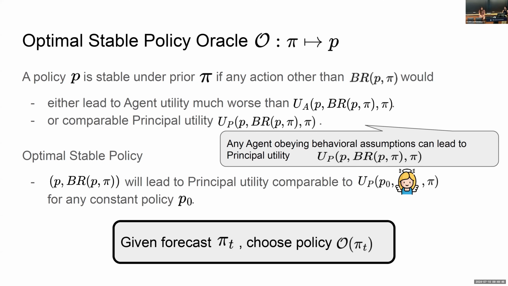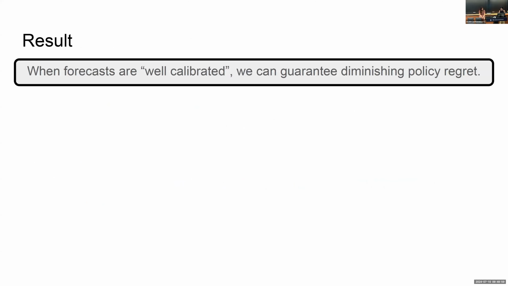So then what we do is, given a forecast, we call this the optimal stable policy oracle, and it outputs a policy that is optimal stable under this forecasted pi t. And then we show that when the forecasts are well calibrated, by running this optimal stable policy oracle, we can guarantee diminishing policy regret. So what do I mean by well calibrated?